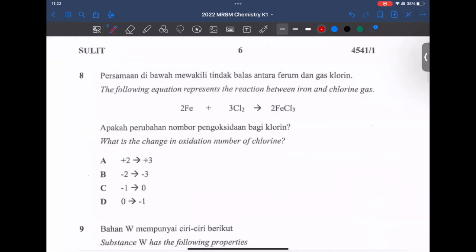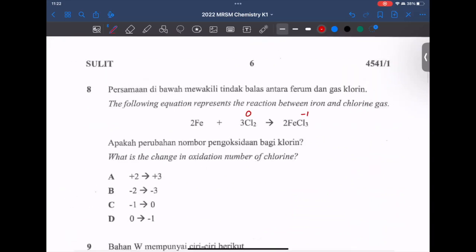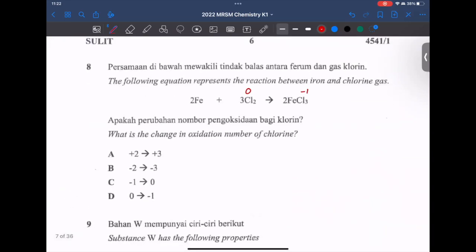Number 8, the following equation represents the reaction between iron and chlorine gas. What is the change in the oxidation number of chlorine? In a free element state, it should be 0. But after that, you see, this is referring to FeCl3. So it forms an ion of -1. Therefore, I'll say that the change in oxidation number of chlorine should be 0 to -1.